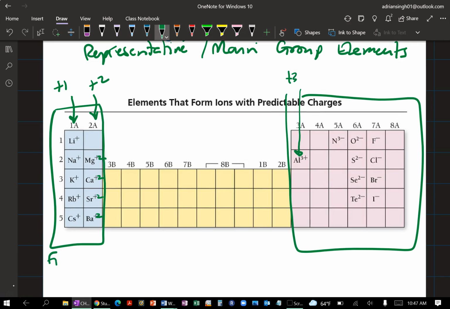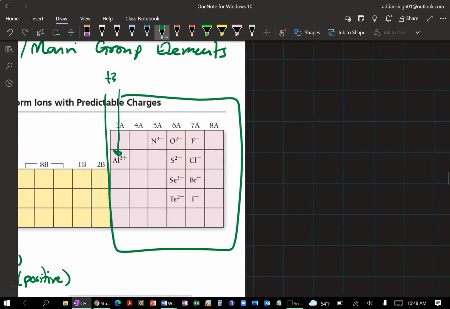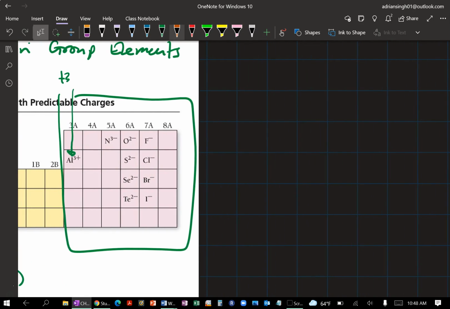So we can say then, for the representative metals, and this is the quick way to determine this, the charge is simply equal to the group number. And it's a positive charge, because metals form positive ions. So just by looking to see where that main group or representative metal is, which column it belongs to, we can quickly determine its charge. And we can do something similar for the main group nonmetals.